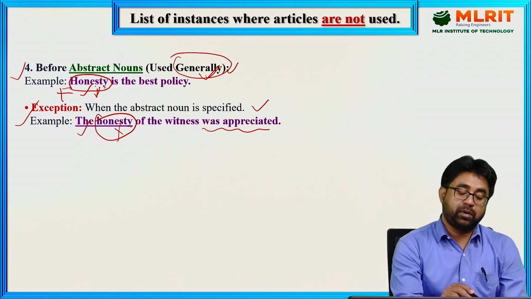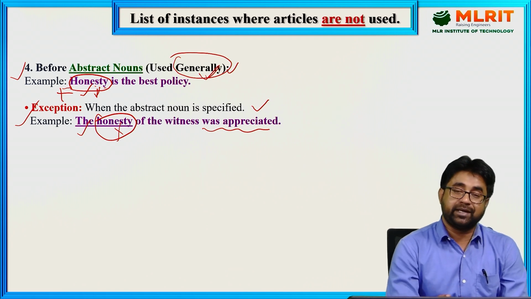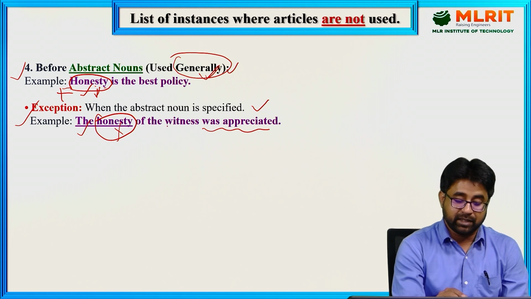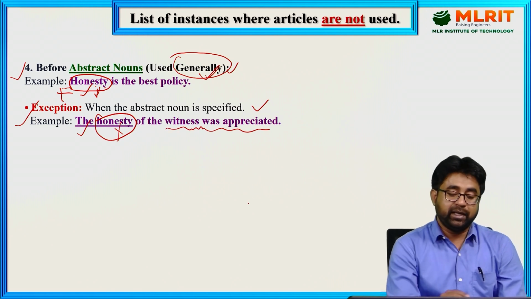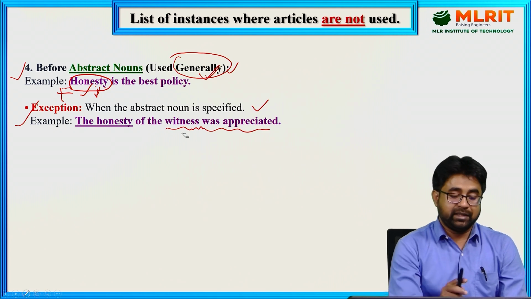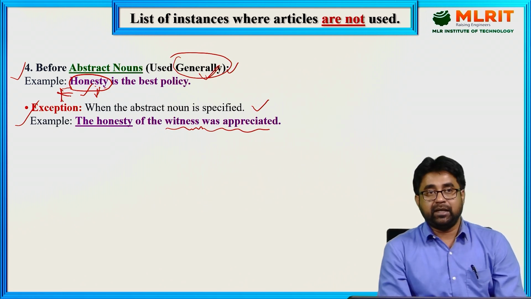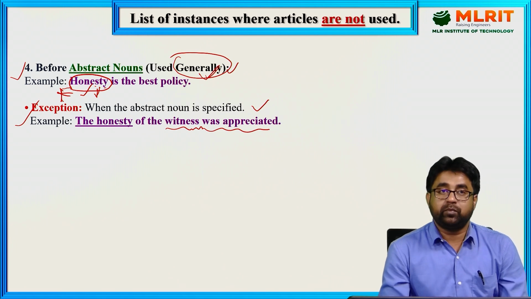I'm not talking about honesty as a value in general. What I am talking about is the honesty of a particular person, that is the witness. So that's why in this case, second instance, I am using "the honesty", but in the first instance, I am not using any article, right? I hope it's clear now. So let's move to the next slide.